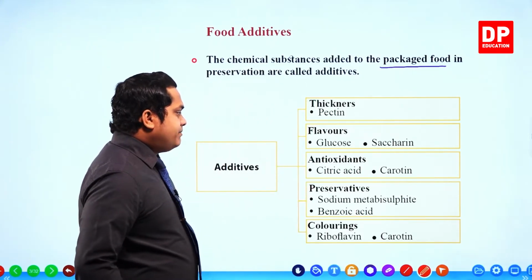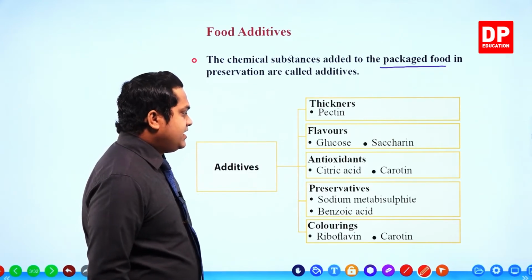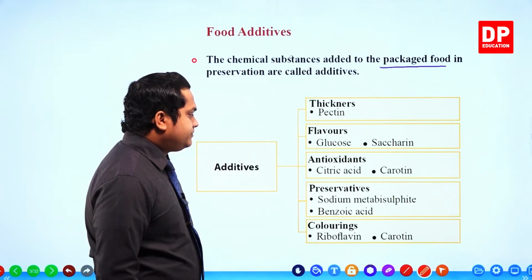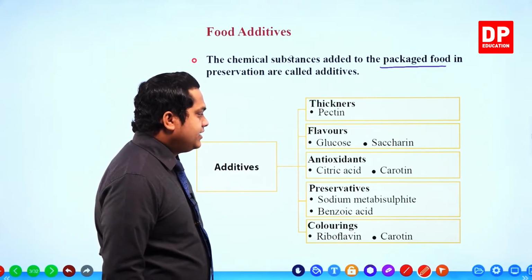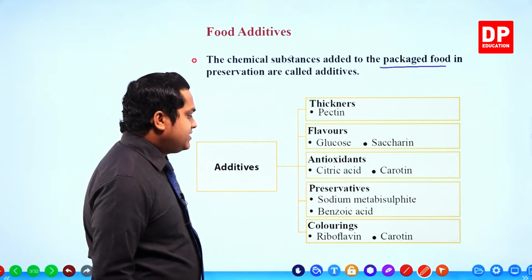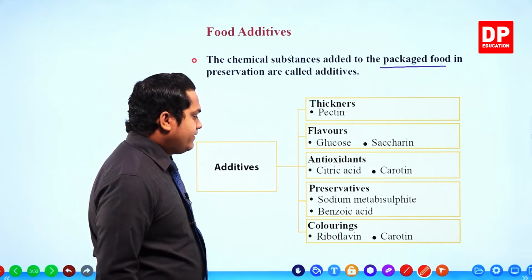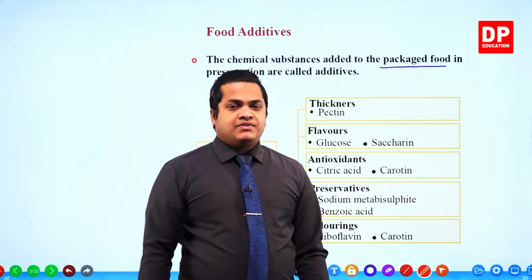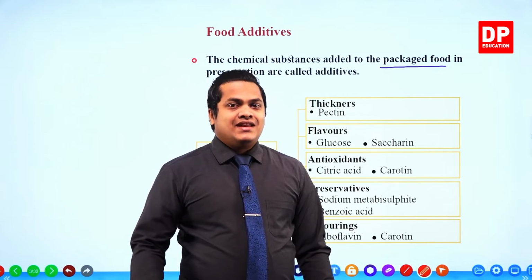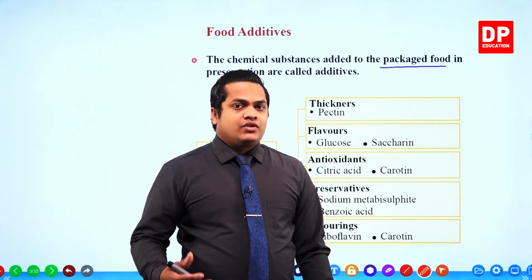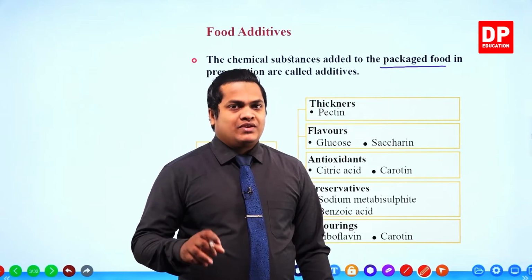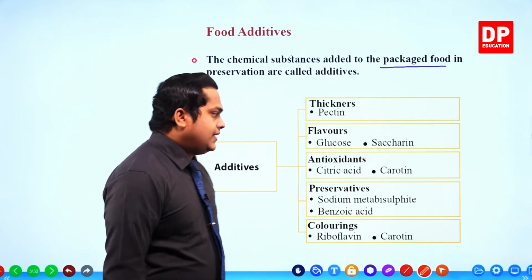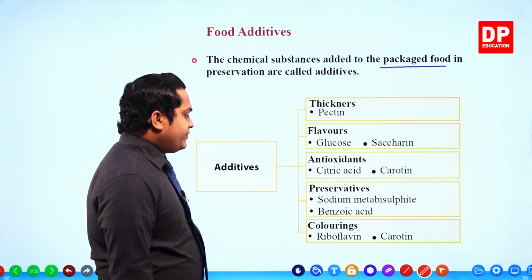Then preservatives. Under the preservatives, it is given sodium metabisulfite and benzoic acid. Preservatives, as the name itself gives you an idea, are things by adding which we can keep food for a longer time period. So, the colorings, next one.